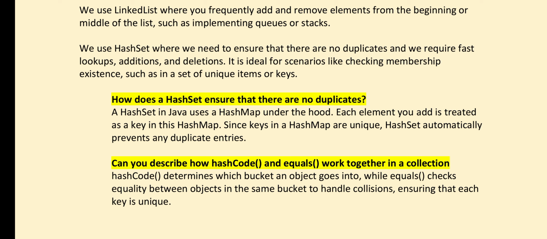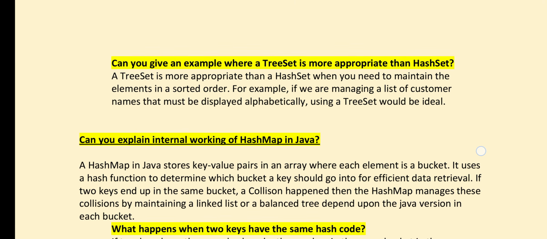Can you describe how the hashCode and equals methods work together in collections? The hashCode method determines which bucket an object goes into, while the equals method checks equality between objects in the same bucket to handle collisions, ensuring that each key is unique.